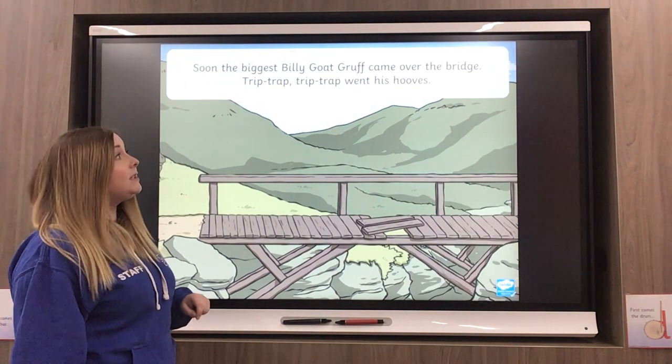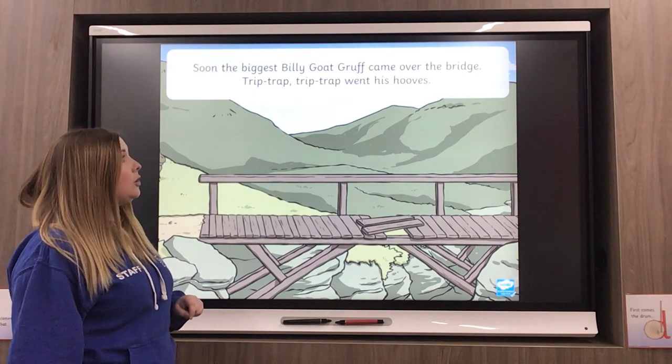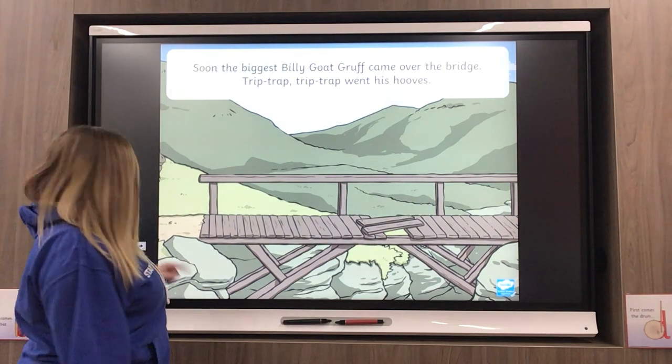Soon, the biggest Billy Goat Gruff came over the bridge. Trip, trap, went his hooves.